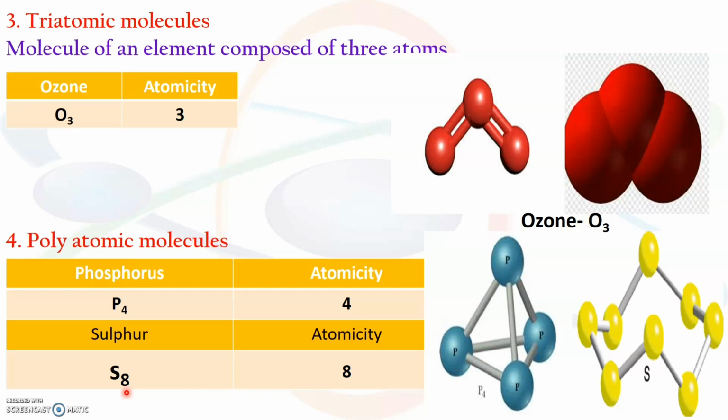In general, when number of atoms that are present in a molecule of an element is greater than 3, we call that molecule as a polyatomic molecule. So these are examples of polyatomic molecules. Always remember, this subscript that is written here next to the symbol of each of these elements represents the number of atoms that are present.